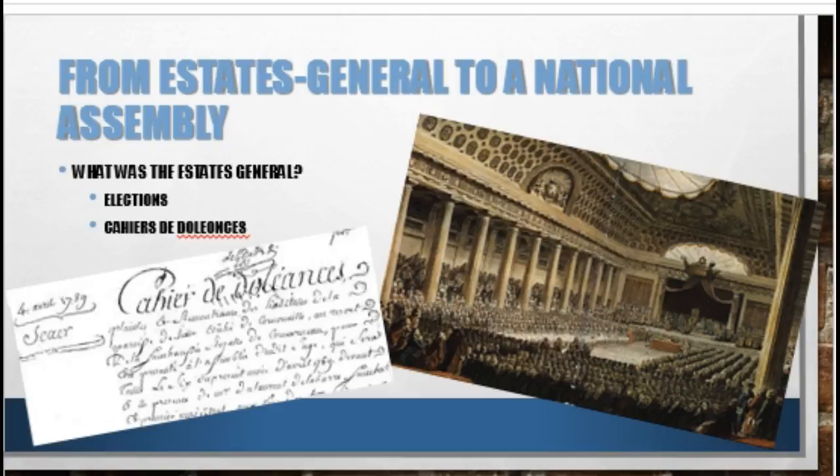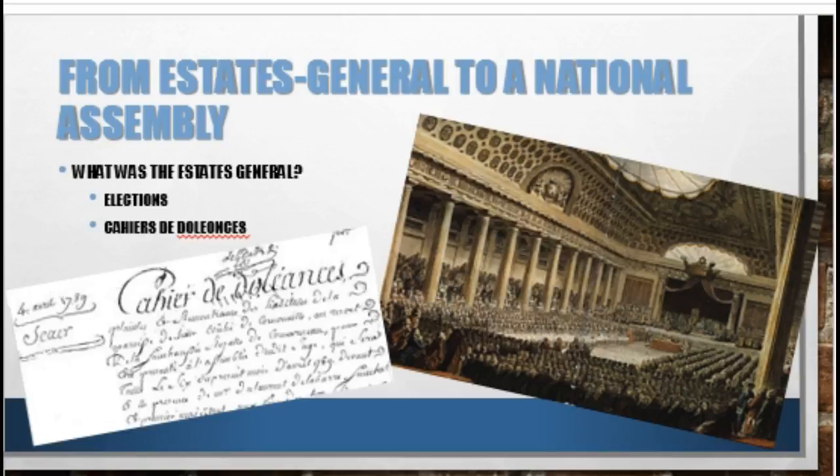Now, as you see here on this slide, Estates General to a National Assembly. What is the Estates General? Well, we know the ancient feudal body of the Estates General was supposed to represent the three estates of the old regime in France. As they called the Estates General, election fever swept over France between 1788 and 1789 as representatives were elected for the first time.